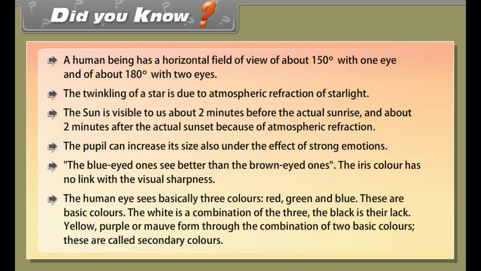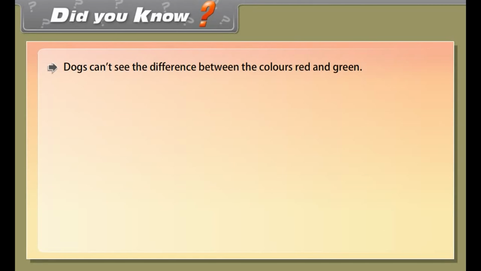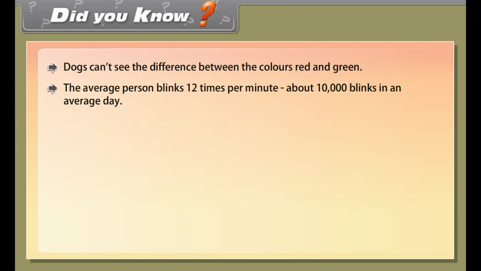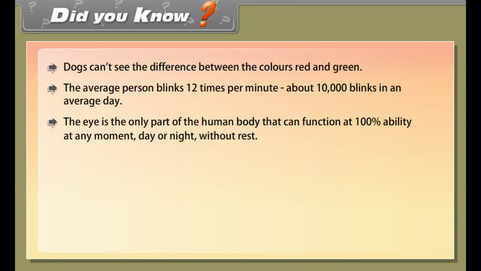Yellow, purple, or mauve form through the combination of 2 basic colors. These are called secondary colors. Dogs can't see the difference between the colors red and green. The average person blinks 12 times per minute, about 10,000 blinks in an average day. The eye is the only part of the human body that can function at 100% ability at any moment, day or night, without rest. It is impossible to sneeze with your eyes open.